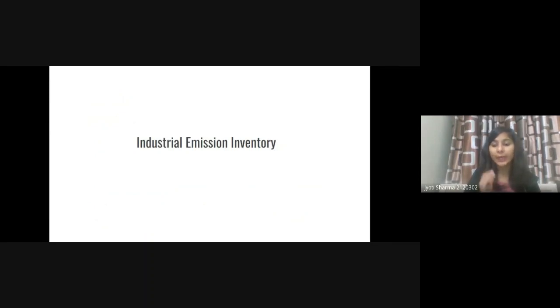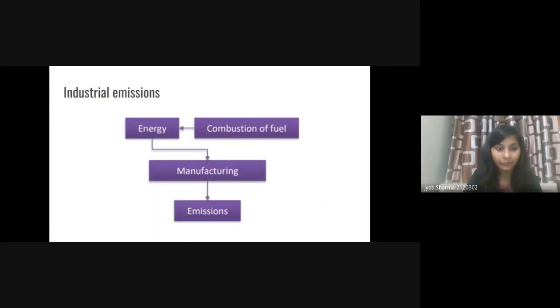Okay, so we have covered the agricultural inventory. Then we have covered the transport emission inventory. Then the third is the industrial emission inventory. So why do we need this emission inventory for the industrial sector? Because whenever we are manufacturing something, we need energy. And from where will we get that energy? That energy will be from the combustion of fuel.